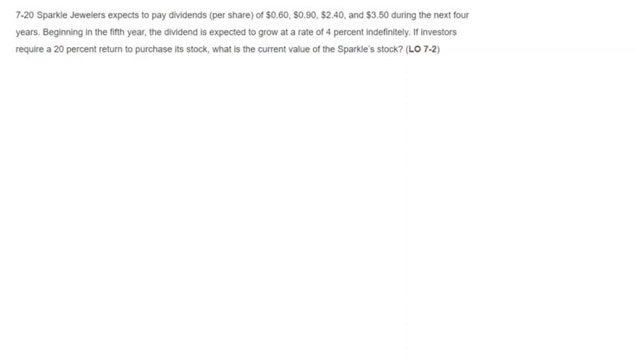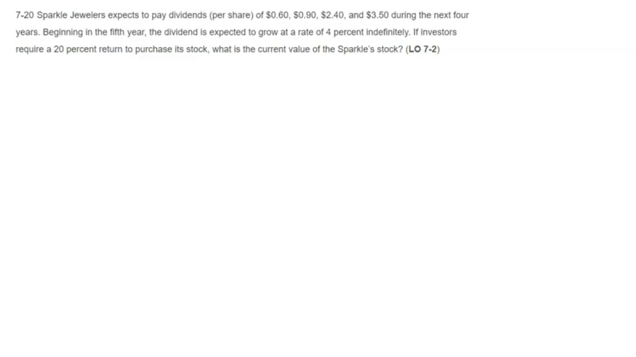Okay, so this is for the discussion post for Chapter 7. This is a non-constant growth model. So in all these problems, we're going to have non-constant growth for some period of time, and then we're going to employ the constant growth model. So the key to these problems is figuring out what the cash flows are going to look like, and then when to employ the constant growth model.